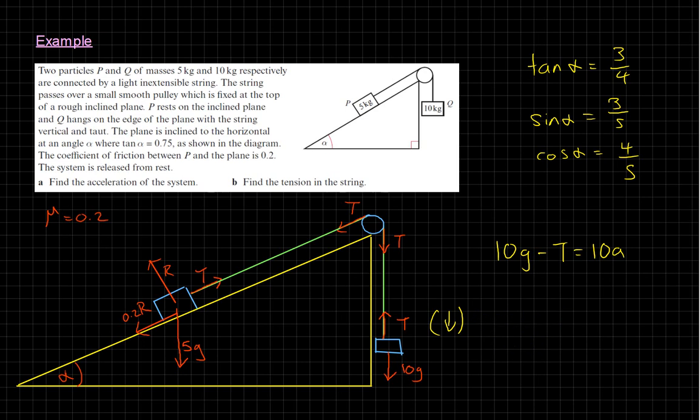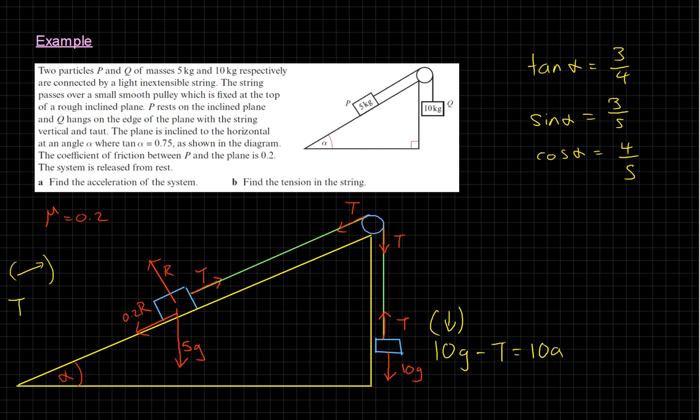That's the bit of information that we've got for that object there. a is the thing we're trying to find, remember. I don't know what T is, but presumably it won't matter once we get a bit more information. Now with this one here, we're going to resolve up the plane. So we've got T going up, that's this one there.